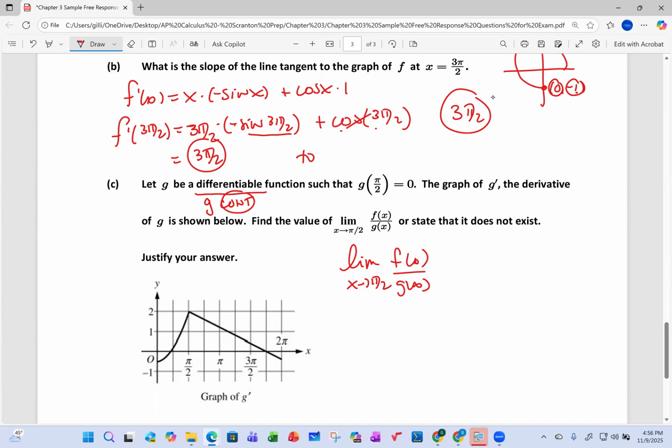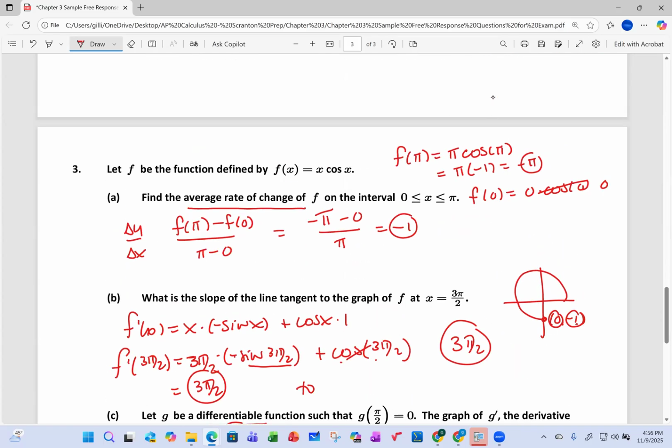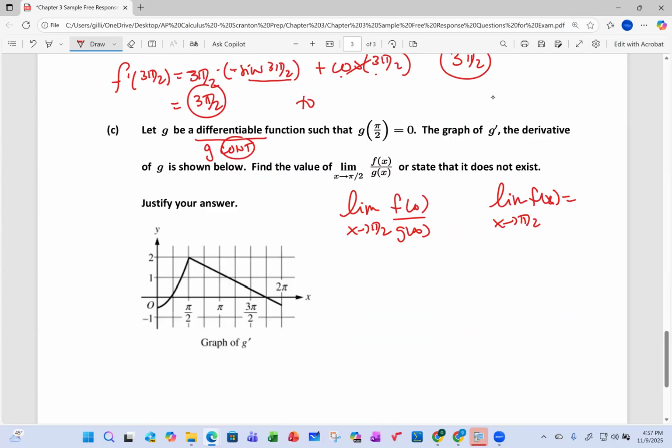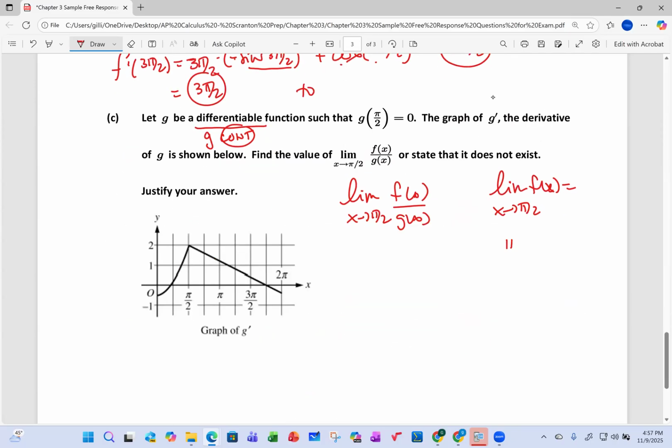So the limit as x approaches pi over 2 of f of x is right up here. This is f of x. And when I do that, it's pi over 2 times the cosine of pi over 2. Well, pi over 2 kicks me up here as a quadrantal angle. Cosine is the x coordinate there at 0. Well, it is 0. And 0 times pi over 2 is 0.